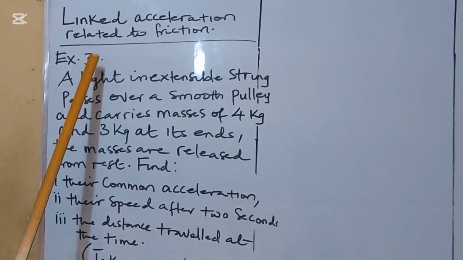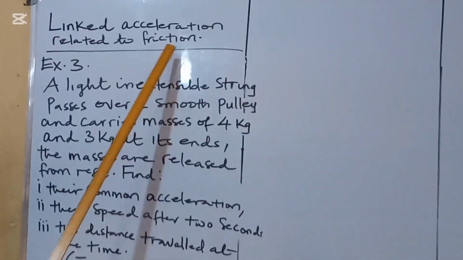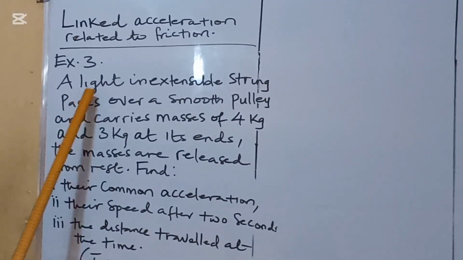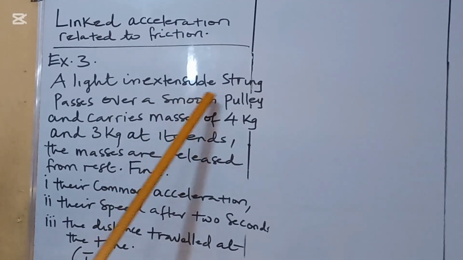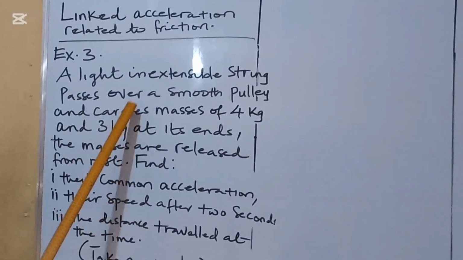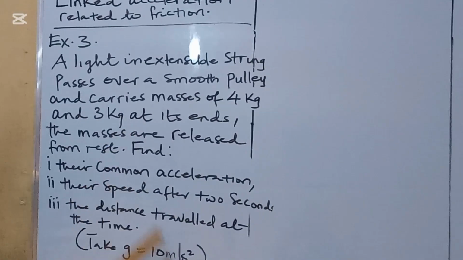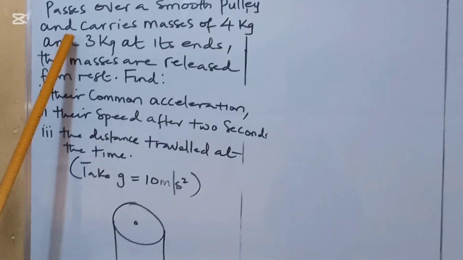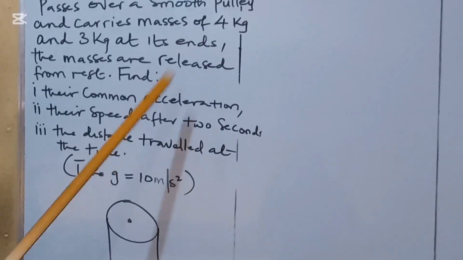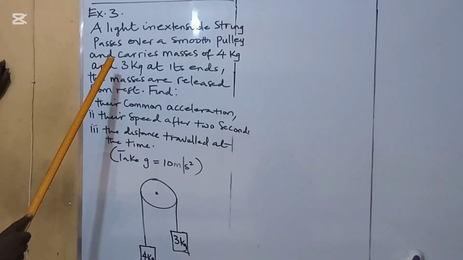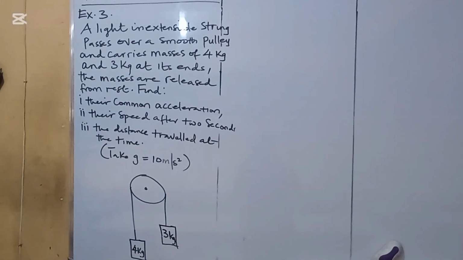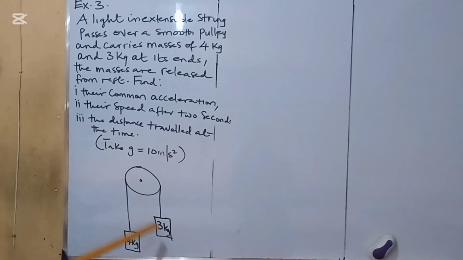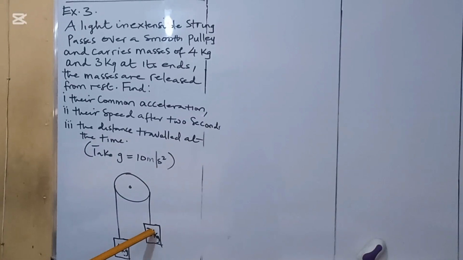Example on linked acceleration related to friction. Now the question is, a light inextensible string passes over a smooth pulley, all right? That's the pulley, and carries masses of 4 kilograms and 3 kilograms at its end. That's the string now. These are the masses, 4 kilograms and 3 kilograms.